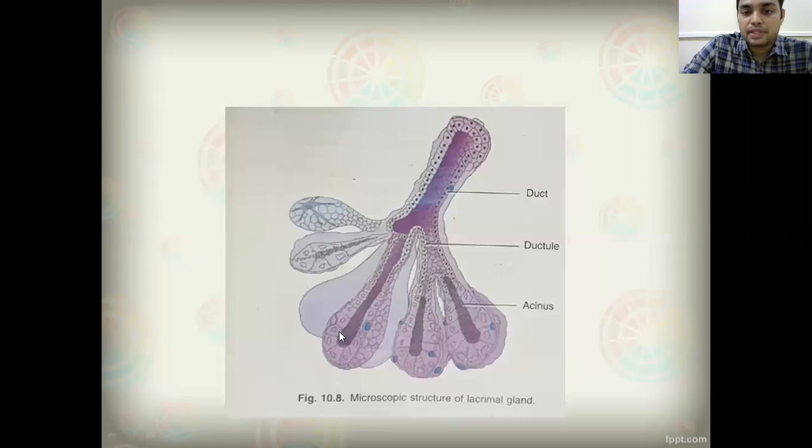So this is the other picture. This is the position where the acini cells are present, which are covered by myoepithelial cells. From these ductules, all the ductules converge and form a duct. The tears secreted from the acinus, by the contraction of the myoepithelial cells, enter through the ducts into the conjunctival sac.